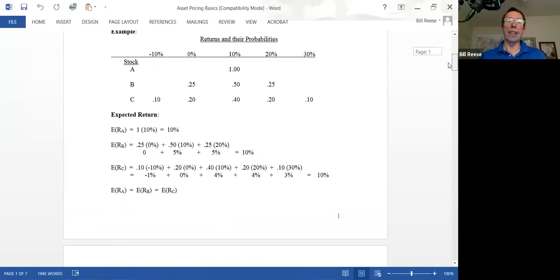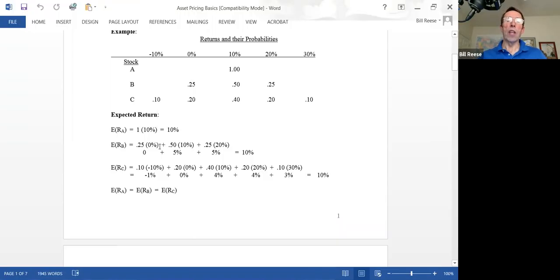So let's take a look at stock A. That's a really easy one here. There's a probability of 1 that it'll get a 10% rate of return. So that's what we're showing here. 1 times 10% gives it 10%. So that's the expected return for stock A.